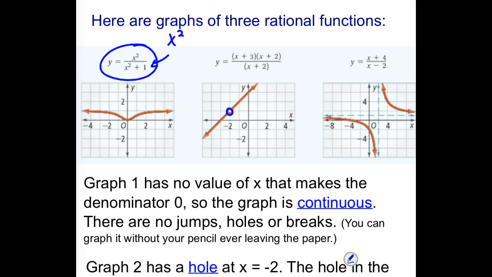Do you agree that there's nothing that would make the denominator 0? If you tried to figure out what would make it 0, we'd end up with x squared being -1, which means when we square root, we'd get imaginary answers, right? There's no real number that makes that work.